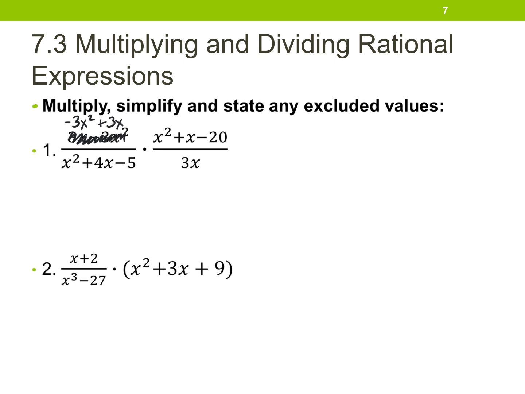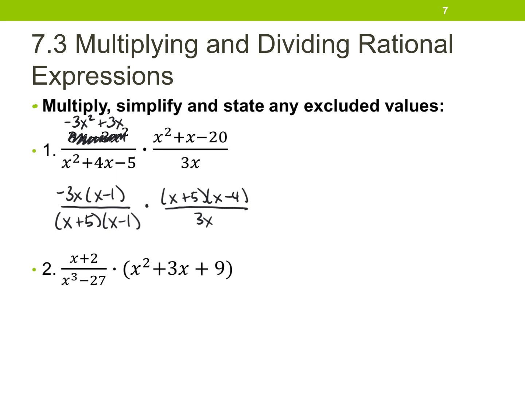Okay, from this part right here, you have to remember to factor out the greatest common factor, which in this case would be -3x. So I'm going to factor out a -3x. And we get x minus 1. Okay, over, in this bottom part, factor to x plus 5, x minus 1. Upper right also factors, and the bottom is 3x. Okay. And now we can cancel.